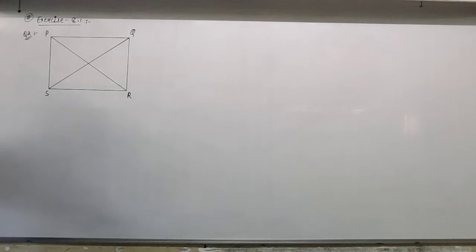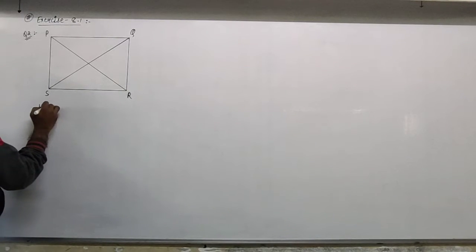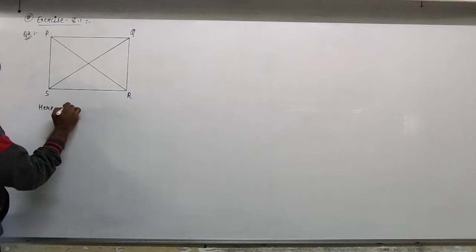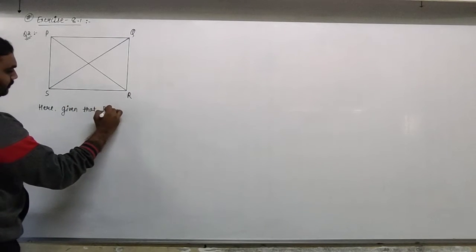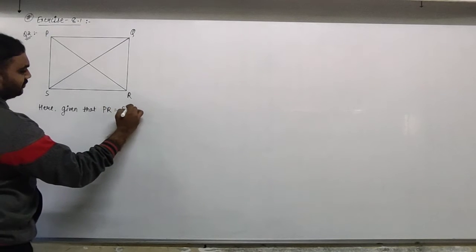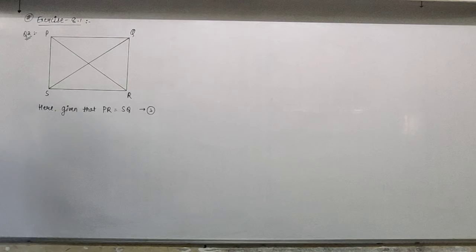Given that the length of the diagonals are equal. So here, given that PR is equal to SP. First thing.